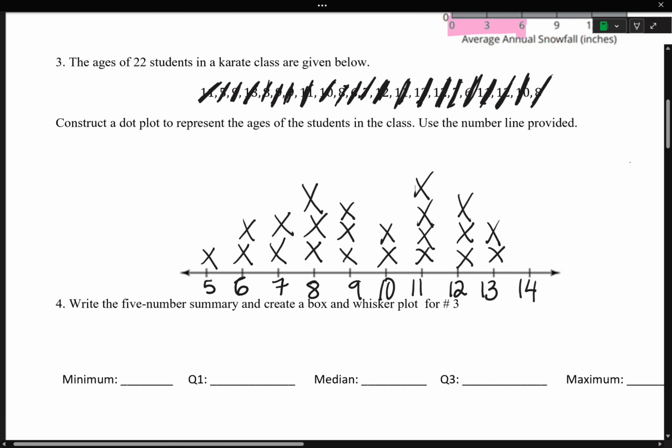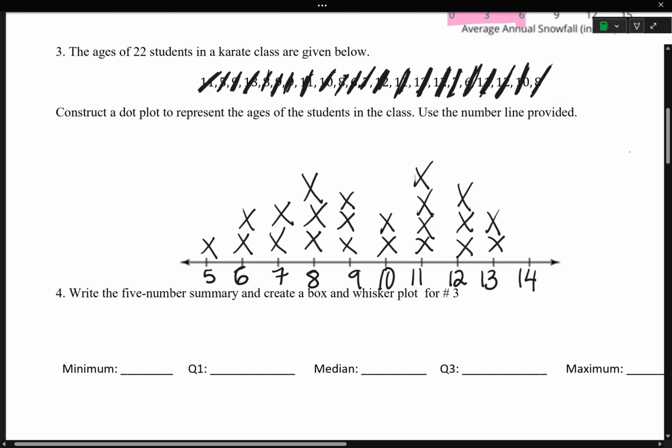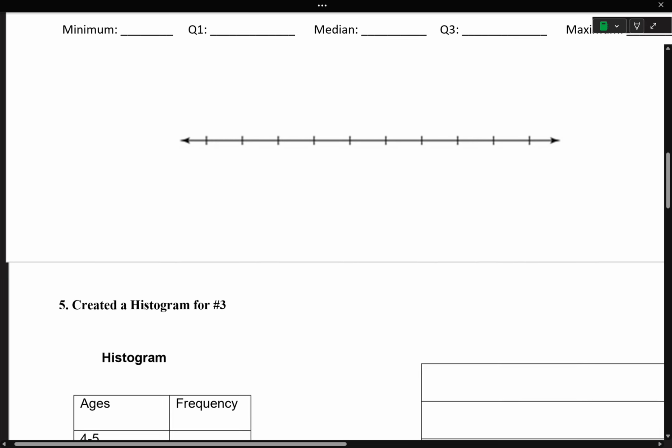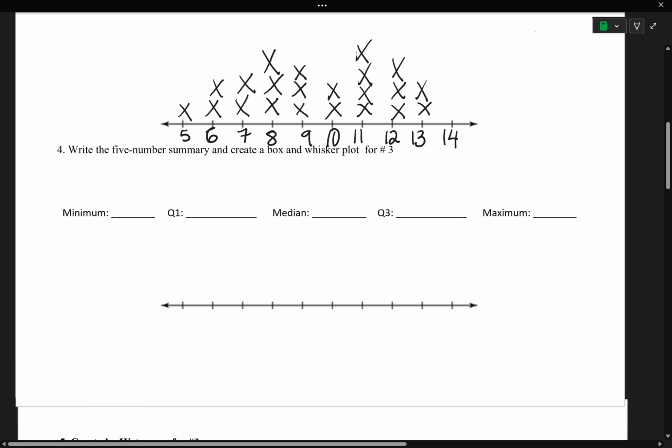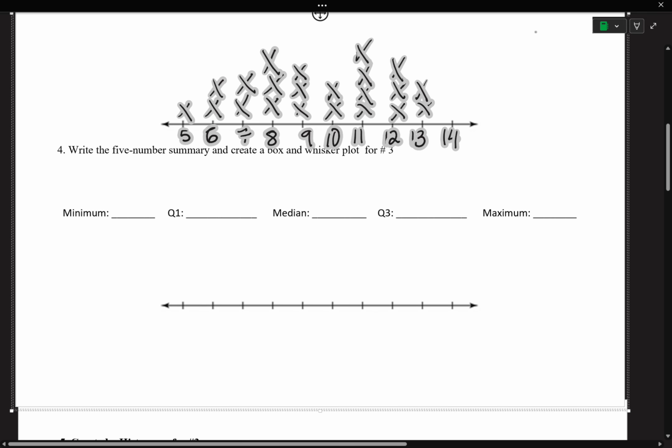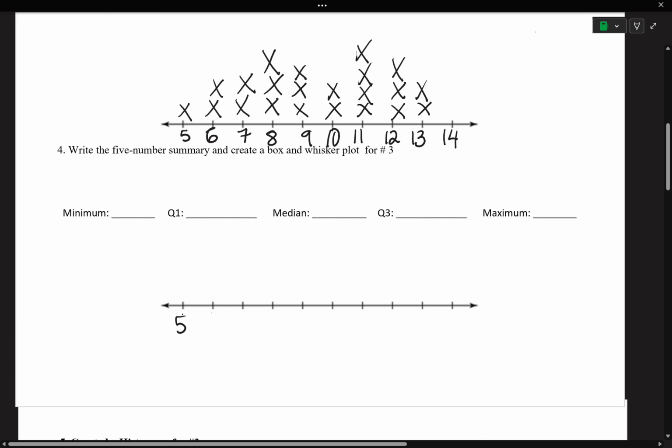In number 4, I'd like to write the 5-number summary and create a box and whisker plot for number 3. So here I have the box and whisker plot and all the 5 numbers from my 5-number summary. The first thing I'm going to do for my box and whisker plot, or just for number 4 in general, is fill out the number line, because that's an easy thing to do. So I'll start with 5.